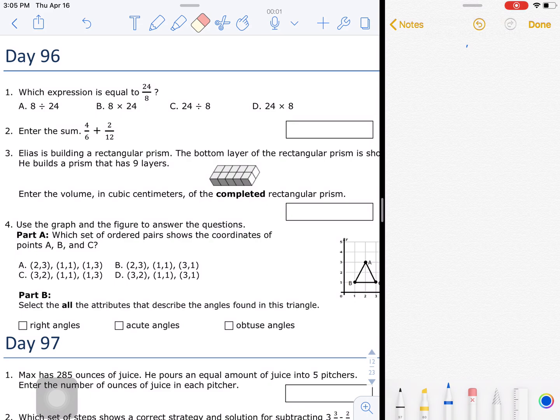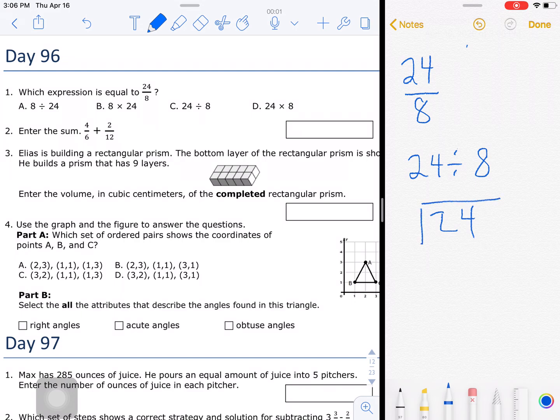As we read that, it says, which expression is equal to 24 over 8? Now we know from our experience that with 24 over 8, we would ask ourselves, how many 8s go into 24? So that tells us that it is also equal to 24 divided by 8. And we could also write that a third way: 24 in the house divided by 8. So all three of those are equivalent expressions. As we look at number 1, the only one that would work would be C.